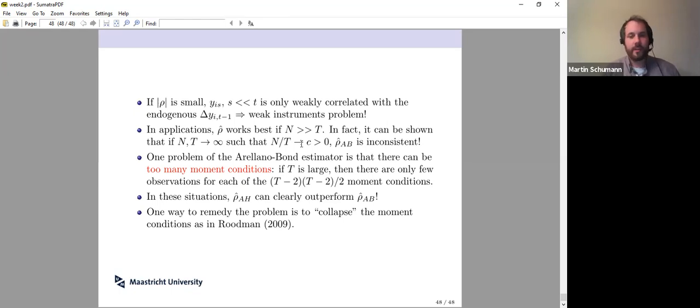And therefore, well, the performance can be pretty bad. It can actually be shown that the Anderson-Hsiao estimator, which only uses one lag, can clearly outperform the famous Arellano-Bond estimator if t is relatively large. And there's also still some research going on about that. So for instance, Roodman here proposes to simply collapse some of the moment conditions. Let's not take them all. Let's just take a sufficient amount to have efficiency. But let's get rid of this problem that the moment conditions grow quadratically in t.